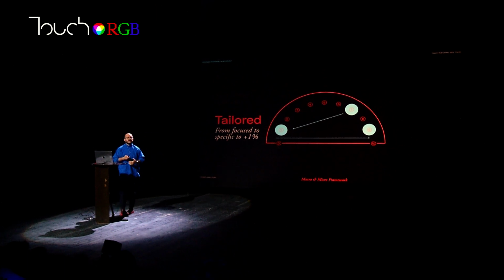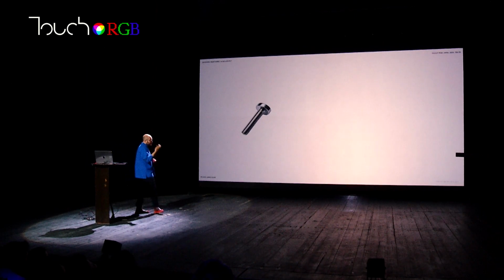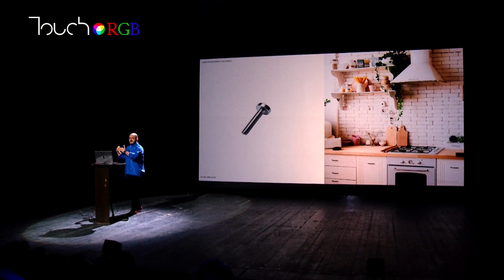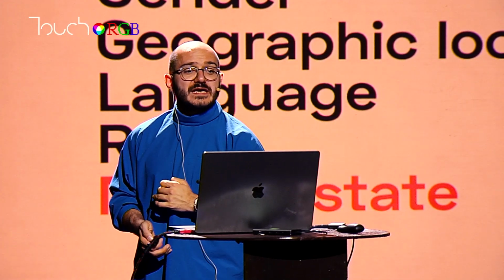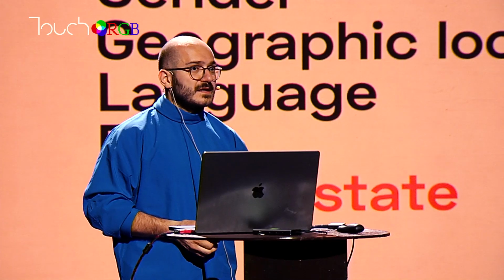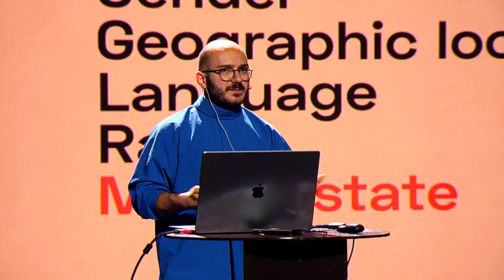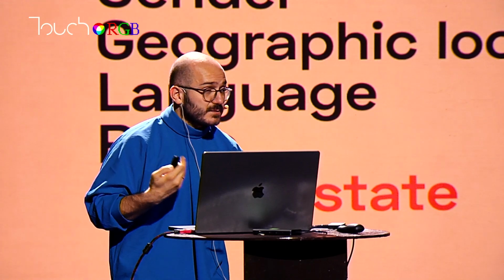So think about it in a concrete example: a user who is in need of a screw and a user who is in need of a kitchen. This is what I mean, the journey is different. Today, this user might need only a screw to build the kitchen, but another day, he or she might move to a new apartment and need the kitchen, or the other way around, and so on. So when we talk about this journey not being linear, please keep in mind accessibility, age, culture, economic situation, education, gender, geographic location, language, race, and mental state. I know we are doing a lot today, but in my opinion, and I tell this to myself as well, it's not enough.